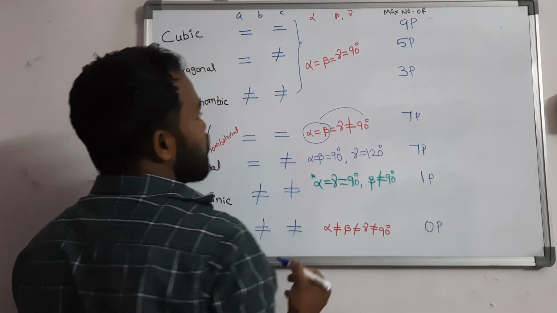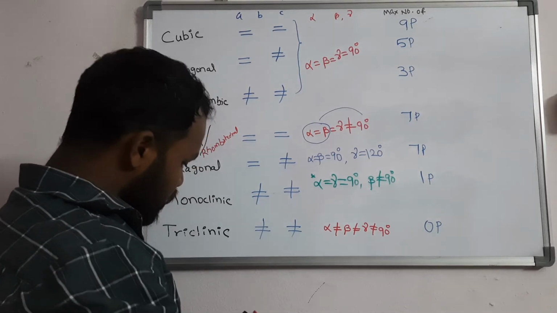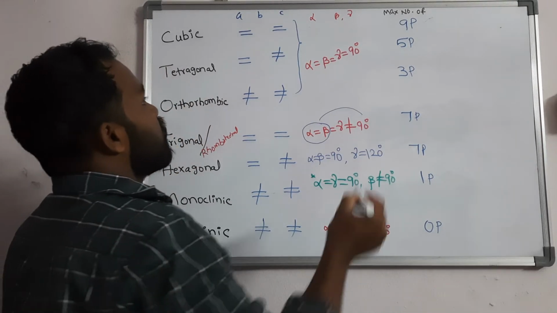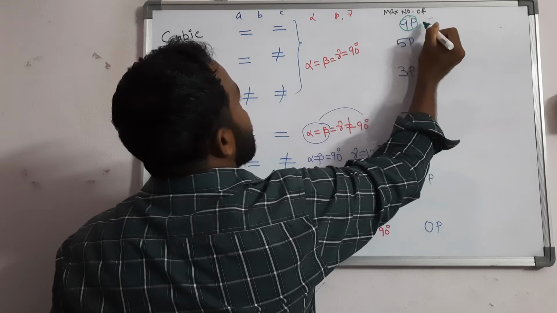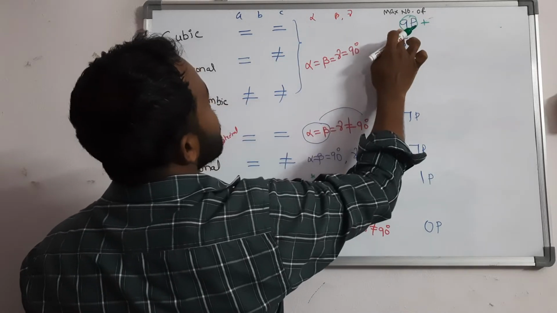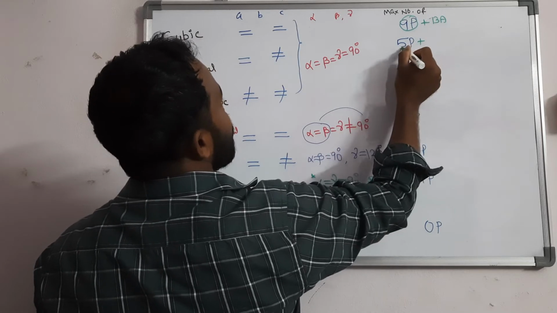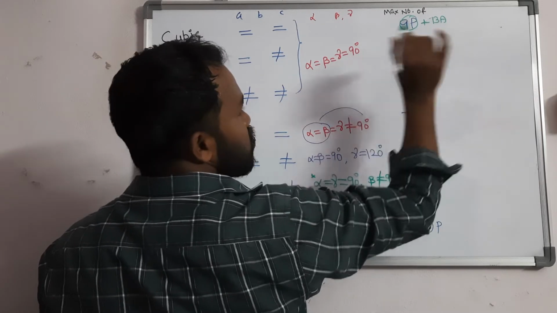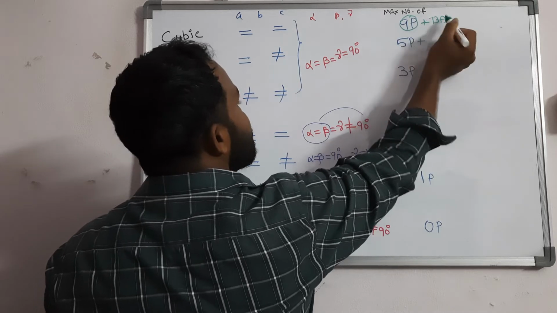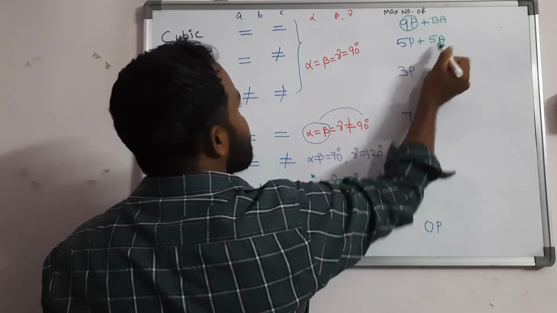Here 0 planes, right? Next, axis of symmetry. Whatever the 9 is there, you should write for the first one, cubic. For cubic it is 9 planes of symmetry, 13 axes of symmetry. So for this, 5 planes of symmetry. Next, the code is for 9 only, it is 13. The remaining is as it is, you should write.